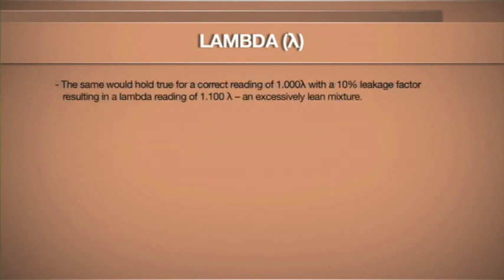The same would hold true if lambda was 1.00 and we had a 10% leakage factor, giving a reading of 1.1 lambda. The calculation would be excessively lean on that system. The Ansed software that we're going to be using will identify faults in the system to lead us down a path to make a correct diagnosis on these systems.